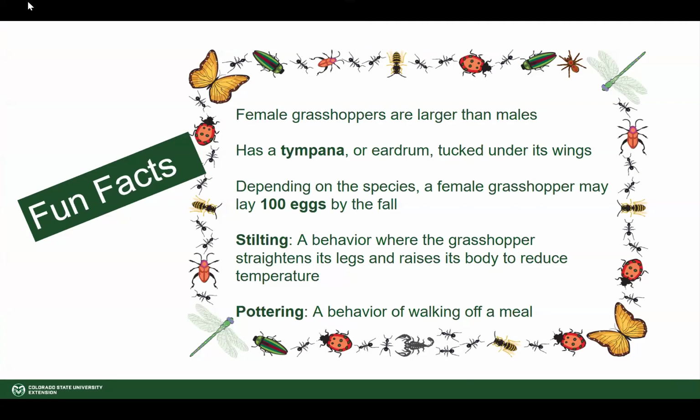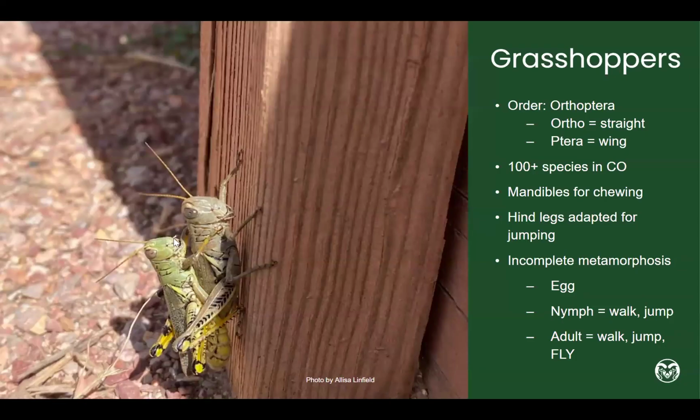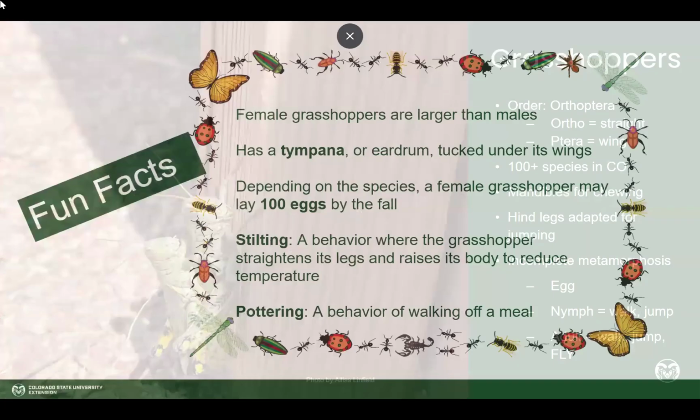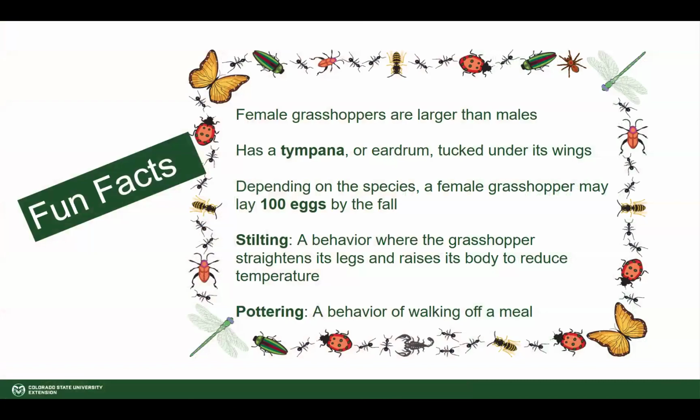So female grasshoppers are larger than males. You can see in that picture, this is the male, and it's mating with the female grasshopper that is larger. They have a tympana, or an eardrum, that's tucked under its wing. Sometimes people will simplify this and say, did you know grasshoppers have ears in their stomach? That's not quite true, but they do have an eardrum on their abdomen under their wings.